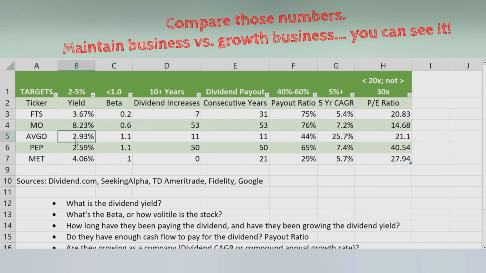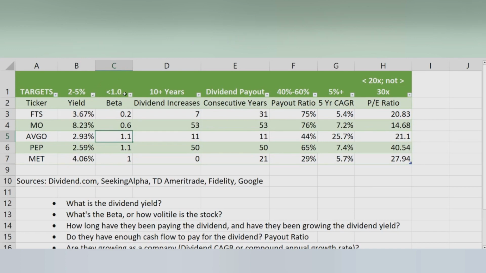You can see their dividend yield is much lower at 2.93, which is actually still pretty high for a tech company. Beta is 1.1, which is just above that range of 1.0. They've been paying dividend increases for the last 11 years and paying consecutively for 11 years. They have a very nice 44% payout ratio, an incredible 25% plus 5-year CAGR, and the PE ratio is actually not too bad at 21.